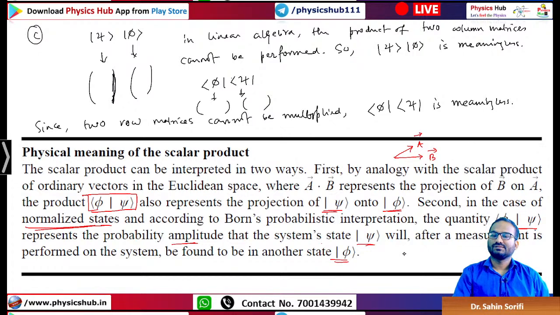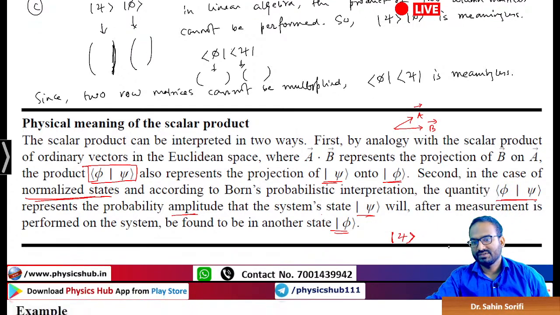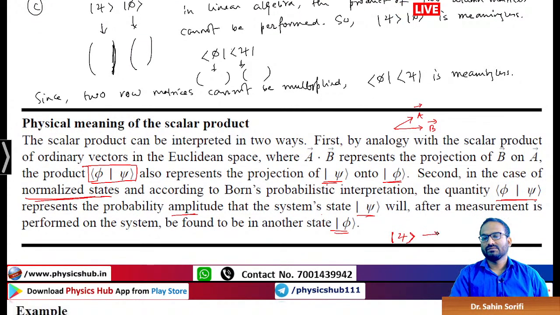So let us say we have the state in quantum mechanics, after taking the measurement, the state is changed. So phi psi represents, like if you have the state psi, if you take the measurement, after that it will be converted and it will be found in another state phi.